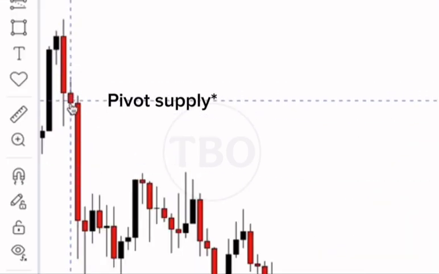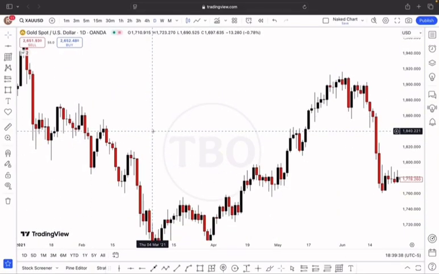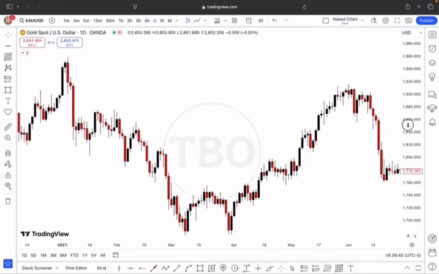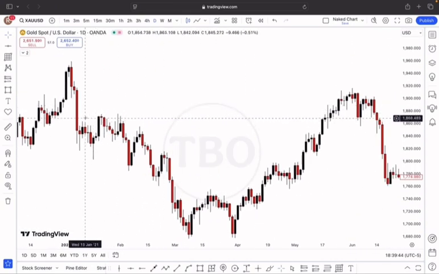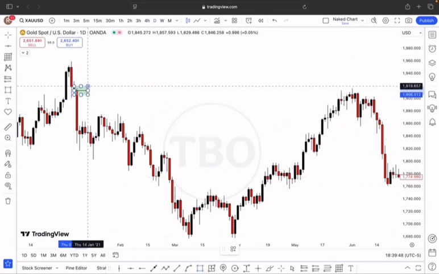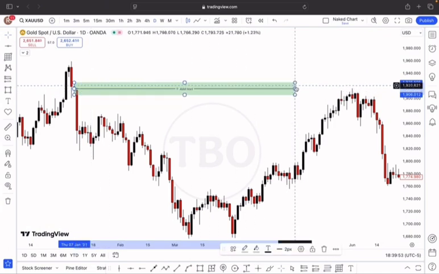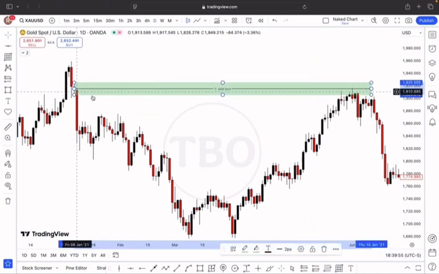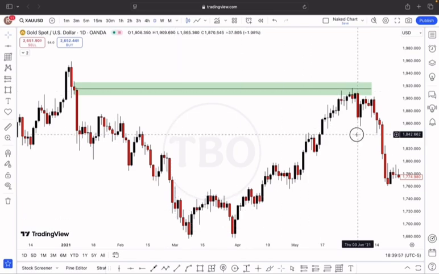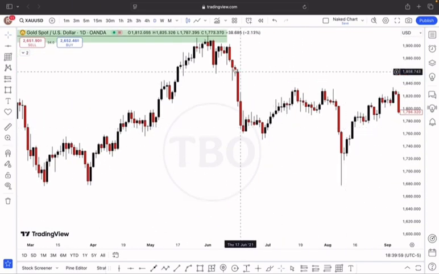See, we have another pivot demand right here. We have an aggressive sell off to the downside, an aggressive push. We have a lot of liquidity resting right above here. And then let's draw out this bearish pivot supply. If I said demand, that was incorrect. So let's draw out this bearish pivot supply. And as you can see, price came back, it tapped into it, and it dropped aggressively.